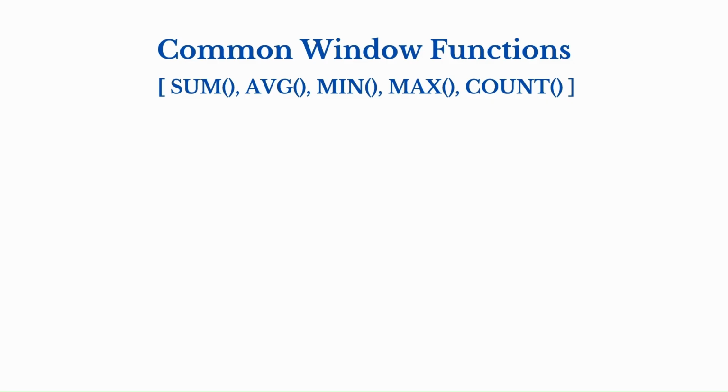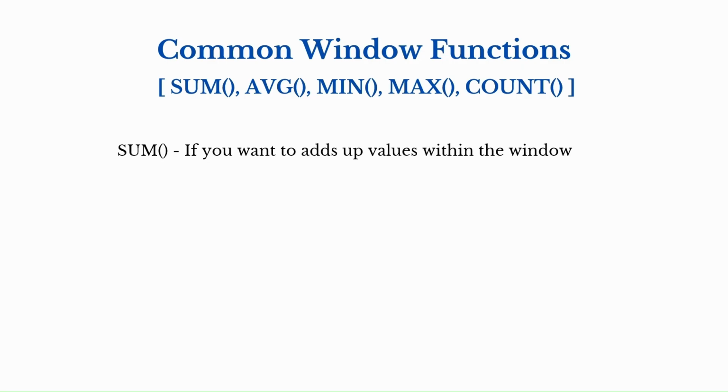which include all the aggregation functions like sum, average, min, max, and count. Here sum is used when you just want to add up values within a window, for example, when you want to calculate the total. For example, the total sales per customer, the total salary in a department, or running totals of orders. That's where you will make use of the sum window function.